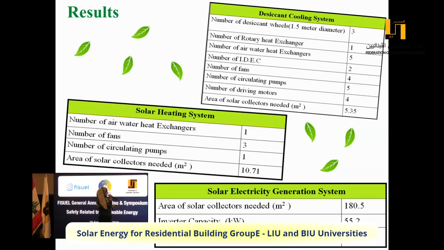And for the solar heating system, I need an air-water heat exchanger, some fans, and small pumps, and the area of the collector will be 10.7 square meters, while the area of the collector for cooling is 5. For solar electricity generation, I need about 180.5 square meters, noting that the total area of my studied building is 227 square meters.